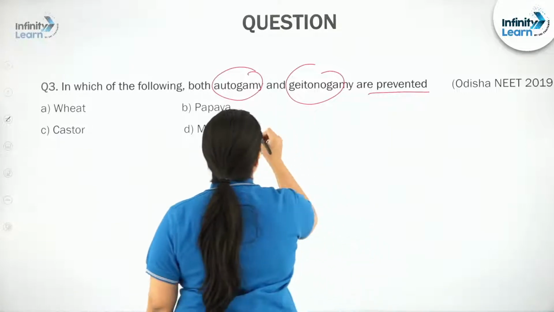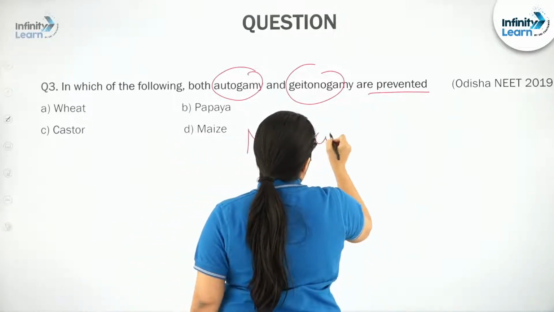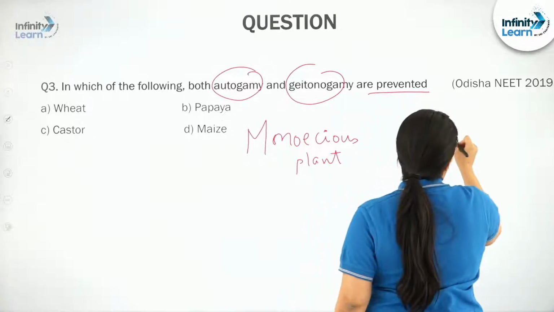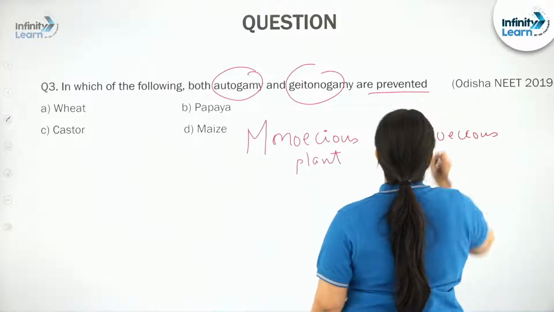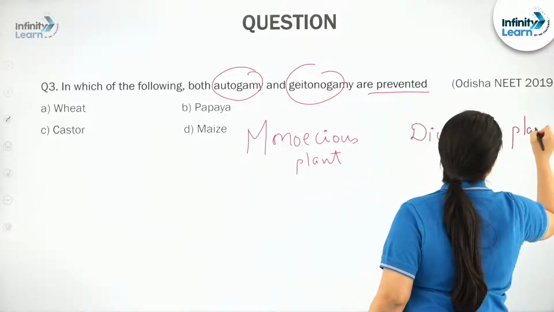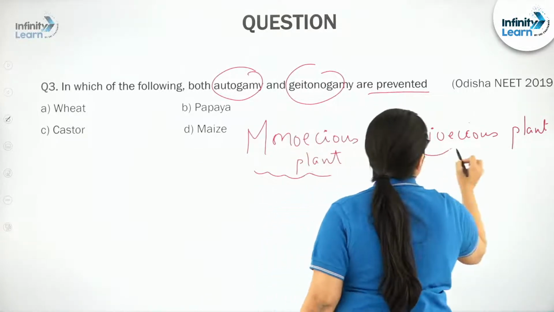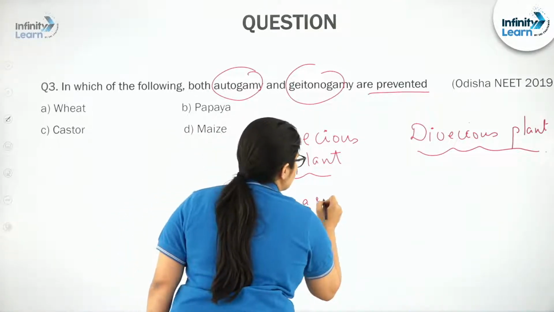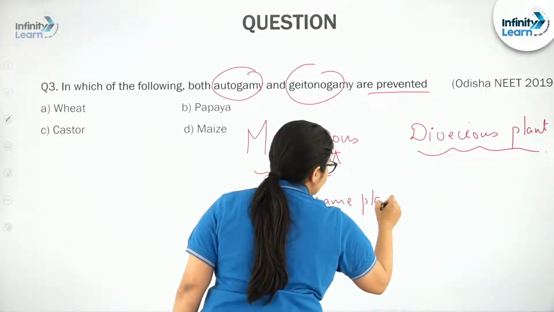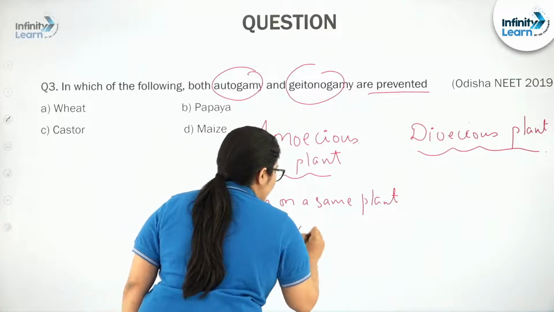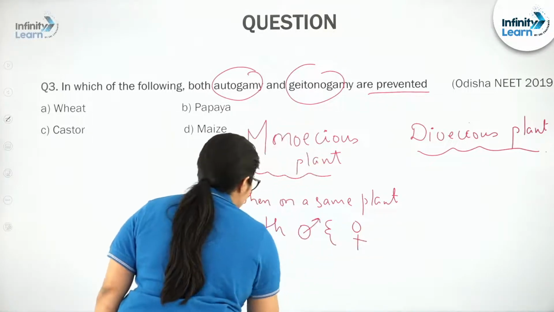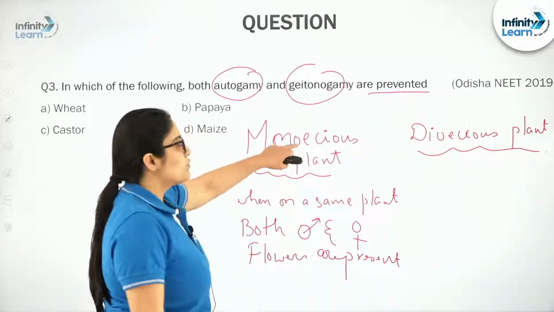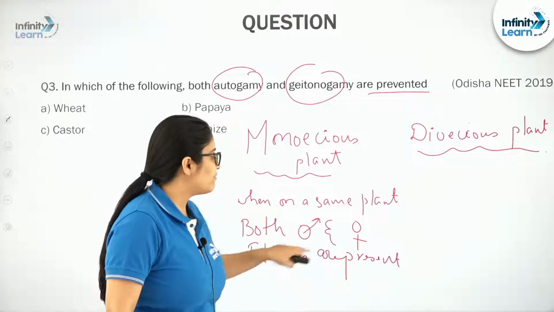So, what is a monoecious plant? And what is a dioecious plant? See students, a monoecious plant is one on which both male and female flowers are present. A plant on which both male and female flowers are present.